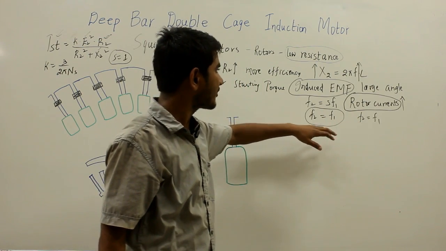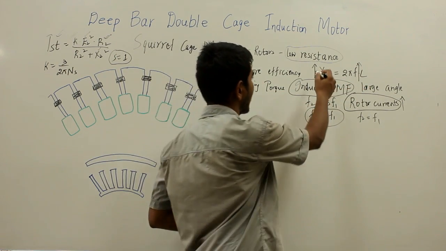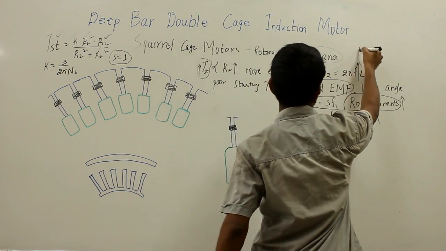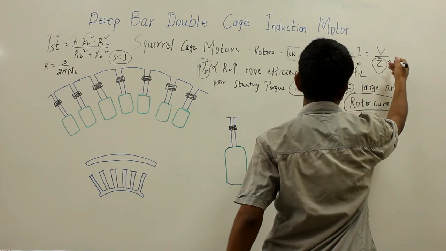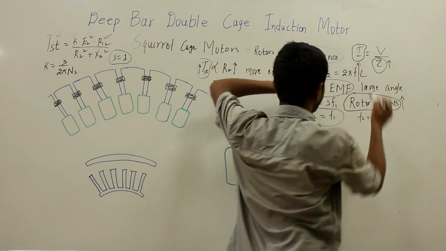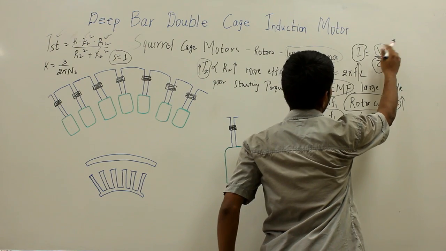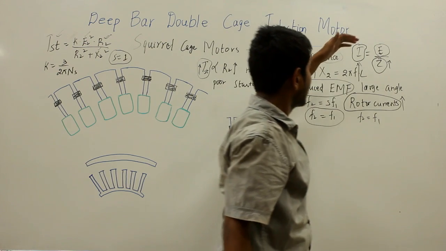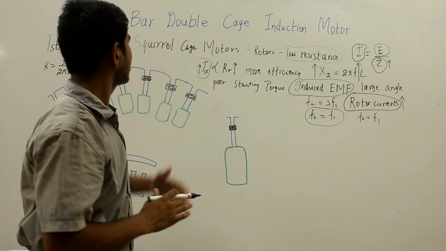This is because the supply frequency will be equal to the rotor frequency, and at the starting or standstill condition, you will have higher inductive reactance. With this higher inductive reactance, you write your current I is equal to V by Z. So this impedance value is going to increase, so there will be some phase. Thereby, this current will lag at a larger angle to the induced EMF. Let me write E as the induced EMF. So this large lag angle will cause the poor starting torque.